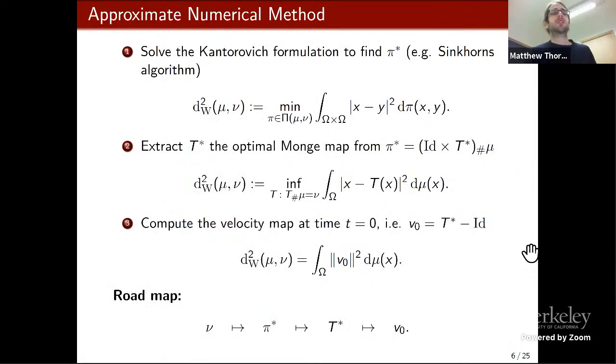Okay, so this slide is just summarizing what I said before, but also saying how we actually solve this problem in practice. There's been a lot of attention on the Sinkhorn algorithm, which allows us to solve the Kantorovich problem fairly efficiently. So one starts off by finding the optimal transport plans via something like the Sinkhorn algorithm. From this, we can extract the optimal transport maps by doing something like barycentric projection. Once we have the maps, we can define the velocity vectors as just the map minus the identity. And so this gives us the roadmap of going from a measure nu into the tangent plane.